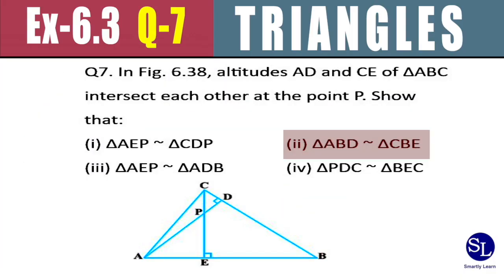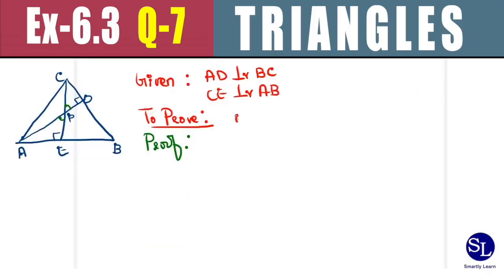Okay, now let's take the second subdivision of the proof and write a proof for that. The second one they asked us to prove was triangle ABD is similar to triangle CBE. So let's see how to do this. They're asking us to prove this triangle ABD along with CBE. So let's start writing it.